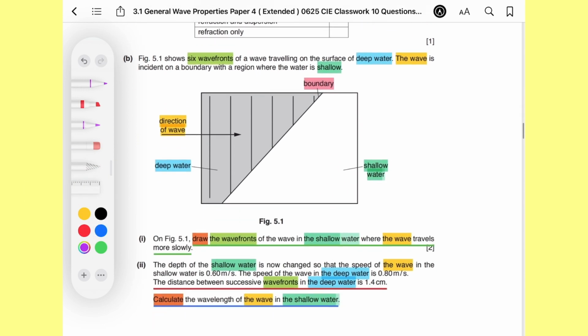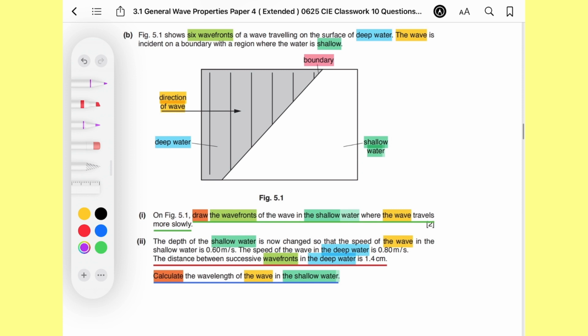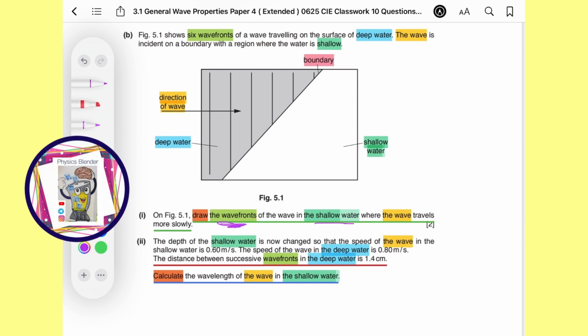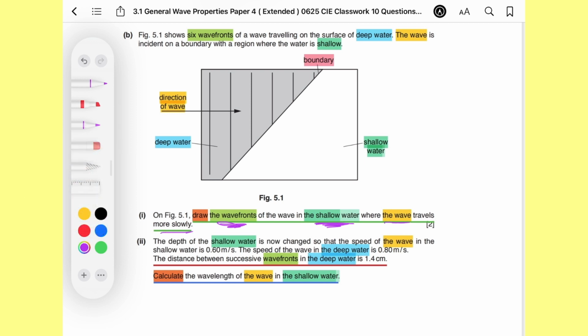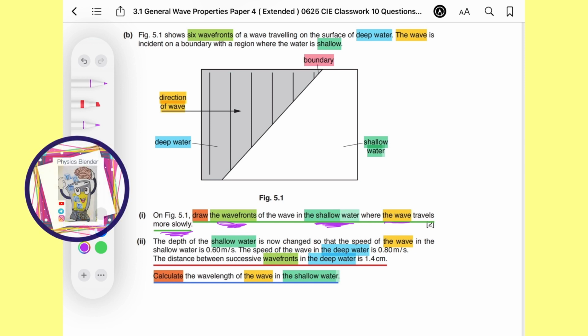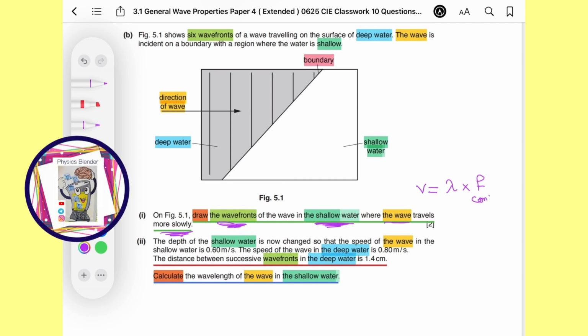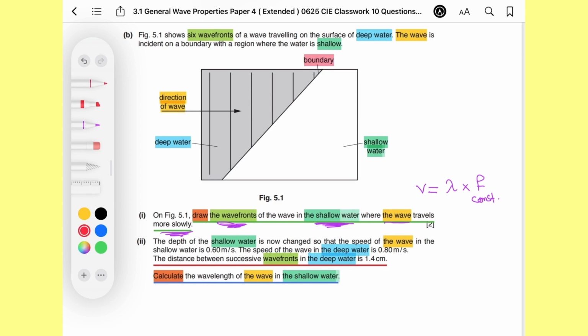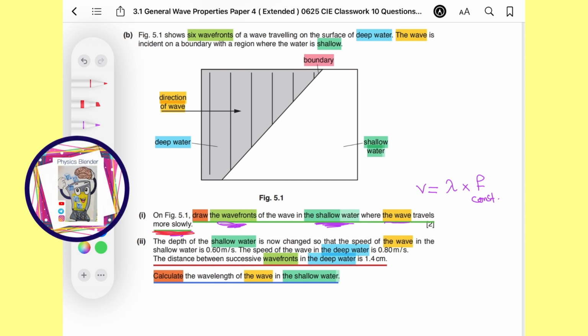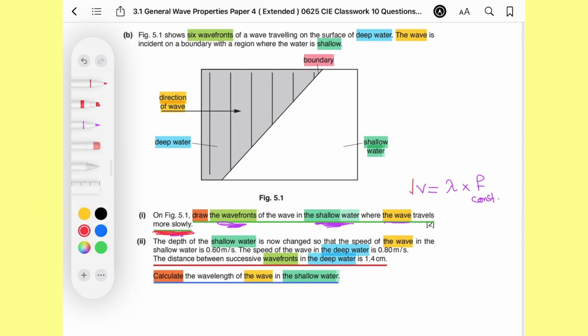The second part is very important. I will show you how to draw the wave fronts of the wave in the shallow water where waves travel more slowly. Before drawing, to make sure this drawing is correct, you have to remember the wave equation. The wave speed is equal to wavelength times frequency. When the frequency is constant, what happens to the wavelength and speed? In shallow water the water travels more slowly, so the speed decreased and the wavelength also decreased.